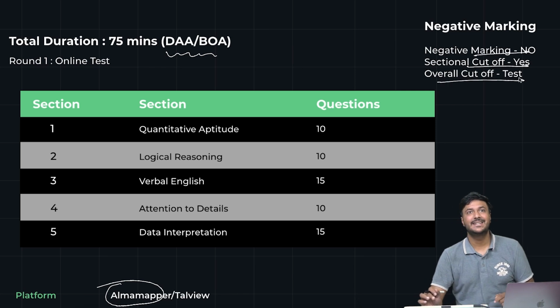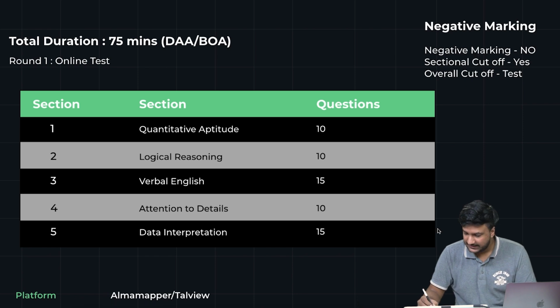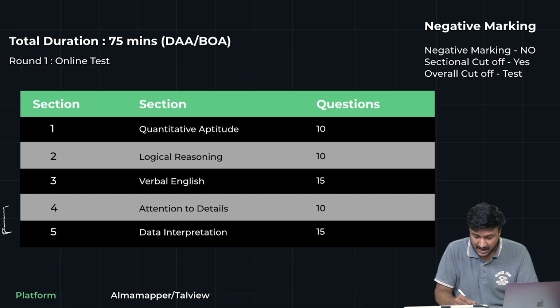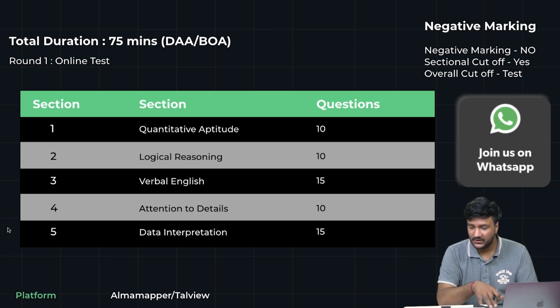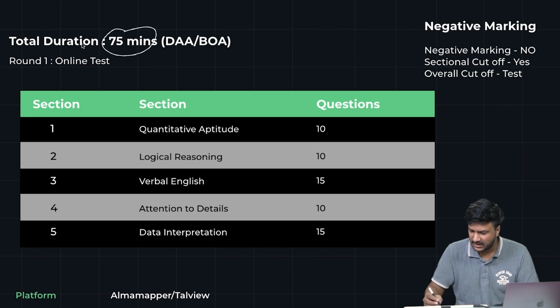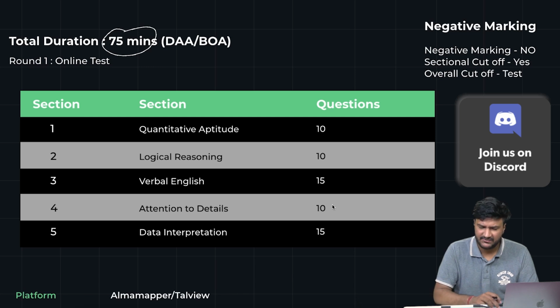Now ZS, since it's a data science company, works with a lot of data. Which is why there's data interpretation mandatorily, there's attention to detail, and there's quants, logical and verbal. But these two sections are very, very important for them, because you are working as a data scientist, and data has proved that good data science people are good with attention to detail and data interpretation. So these are the sections that you cannot miss at all. This is for DAA. Again, the time given is 75 minutes. You'll have, I guess, 10 plus 10 plus 30, so 60 questions in 70 minutes, right?